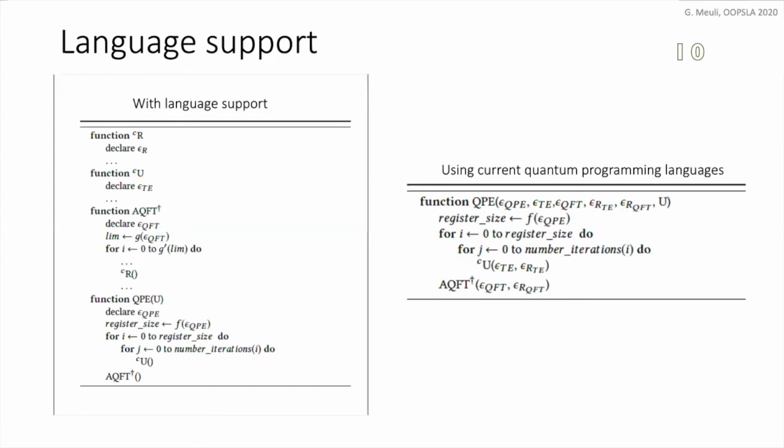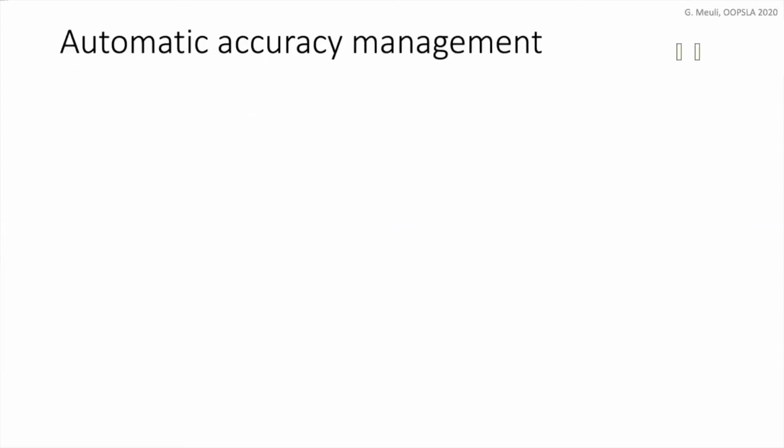To overcome the first problem, we propose the integration of language support for approximation parameters. With language support, programmers need to worry about accuracy parameters only in the subroutines where the corresponding errors are introduced, as shown in this pseudocode for quantum phase estimation. The compiler will take care of extracting all the dependencies between the various parameters. Once we know how to express the accuracy parameters, we can focus on how to optimally tune them.